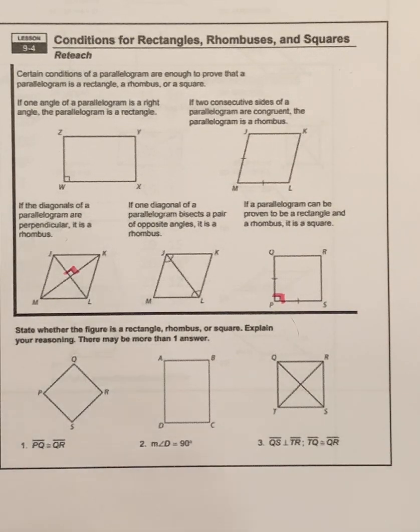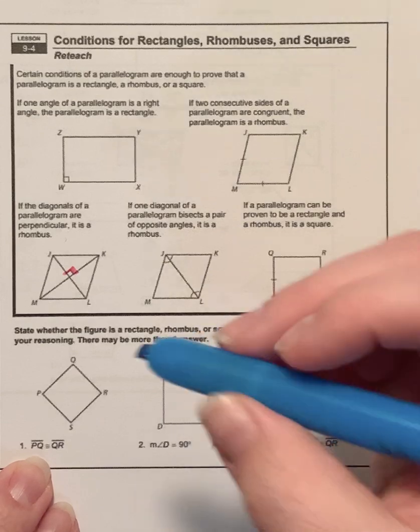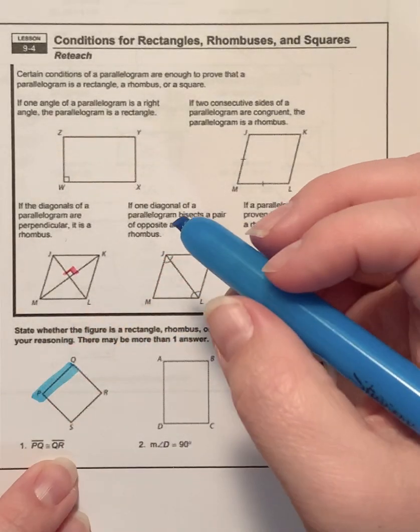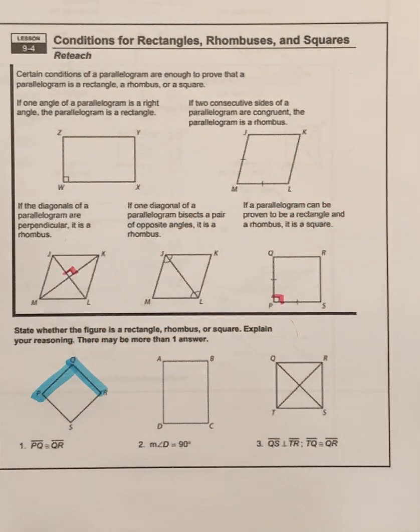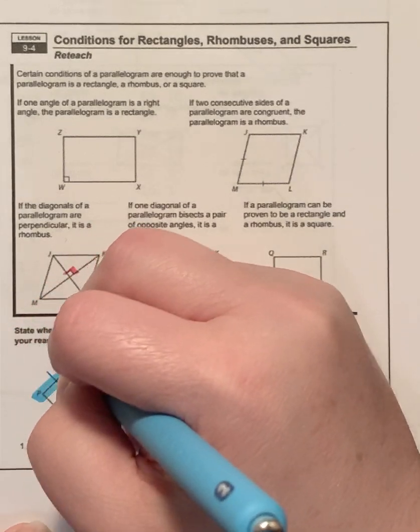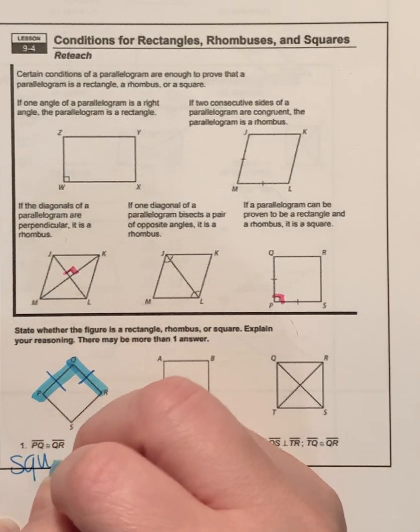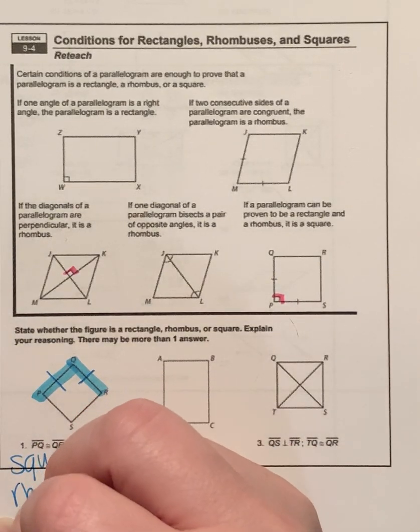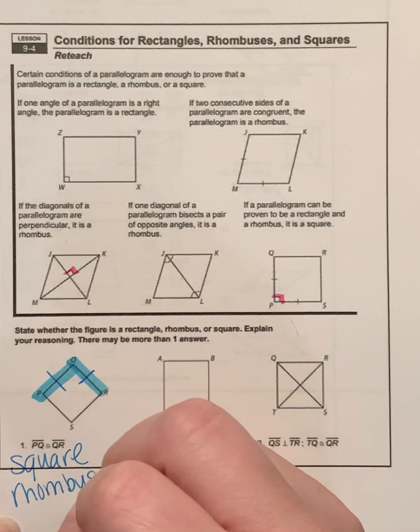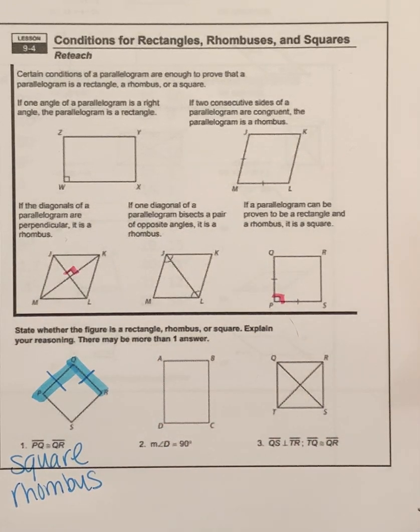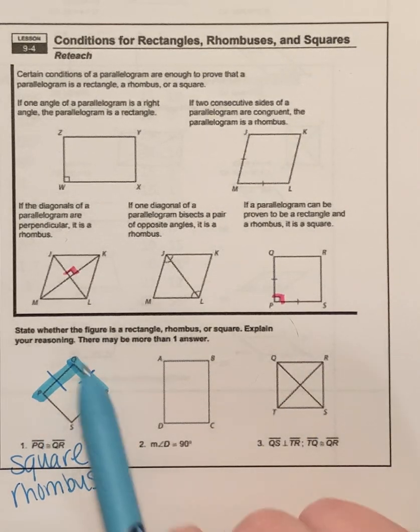So this one here, it says that PQ is congruent to QR. So if I know that these 2 pieces are congruent, what shape could that be? Well, it could be a square or it could be a rhombus. Why couldn't it be a rectangle though? Because these are the same, and in a rectangle we have 2 longer pieces.